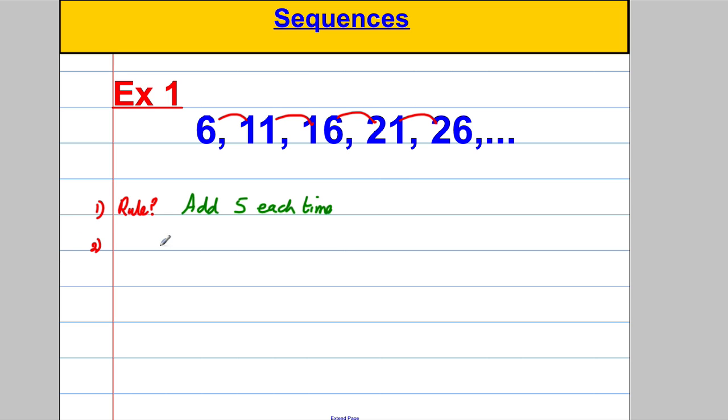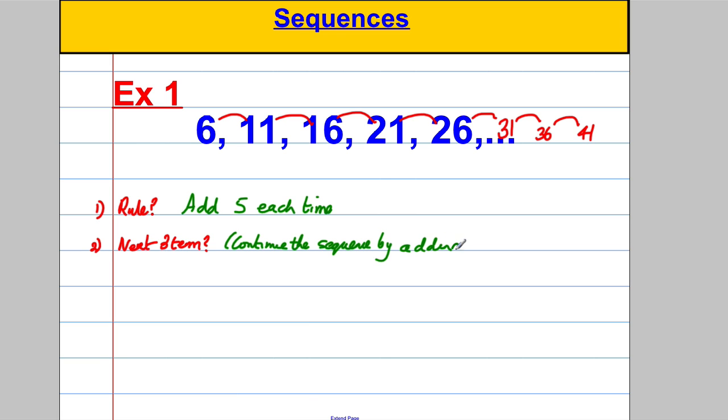So that's the first thing you could be asked, and that's the easiest thing. The second thing you could be asked are, what are the next 3 terms? Sometimes the examiner likes doing that. Well, if you add another 5, you would get yourself to 31, add another 5, 36, and add another 5, you get yourself to 41. Okay, so all you've got to do is continue the sequence by adding 5. Nice and straightforward there.